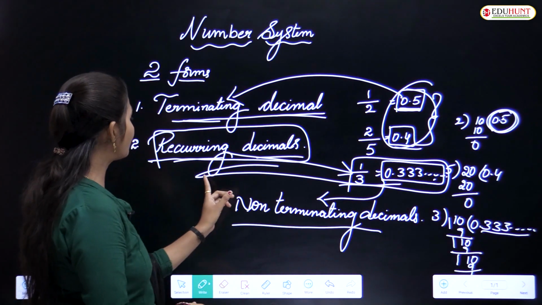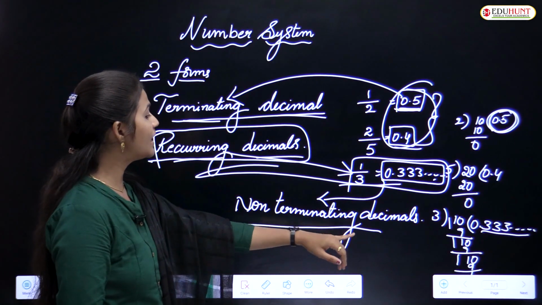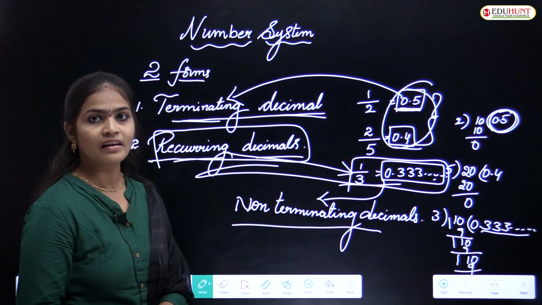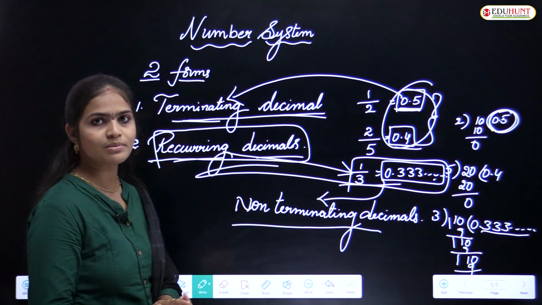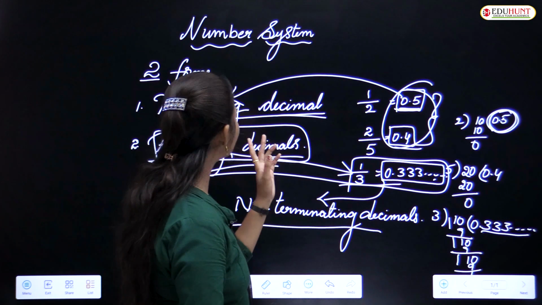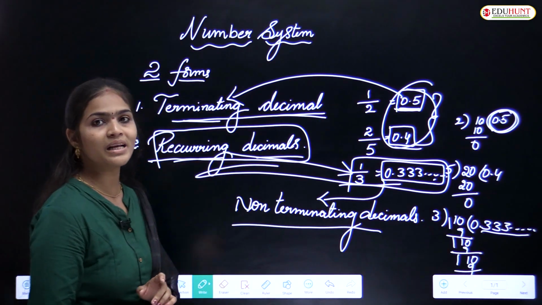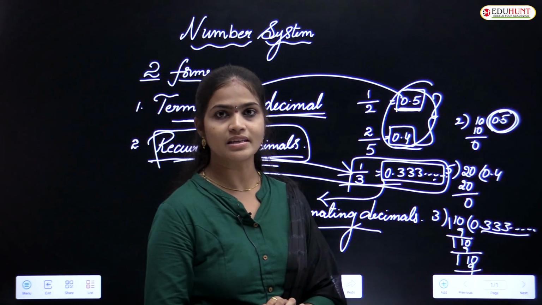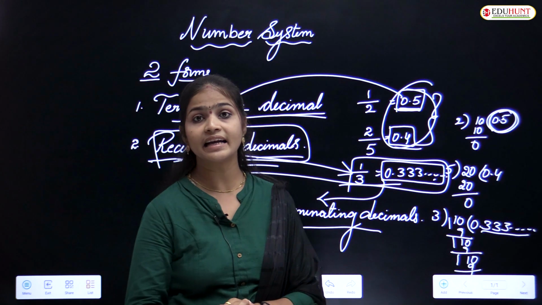That's why we call rational numbers the ones in the form of non-terminating recurring decimals, and in the same way terminating decimals. Here you may get a doubt: madam, you are saying that terminating decimals are rational numbers, but why are you saying that non-terminating ones are also rational numbers? Why? Because you may get that doubt, 0.333 and so on is there.